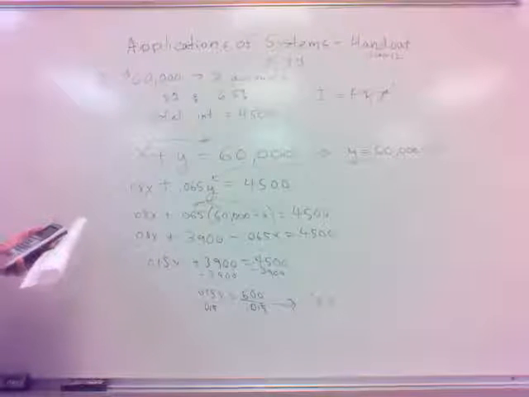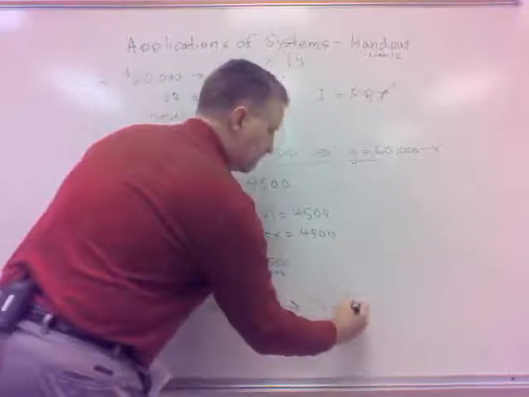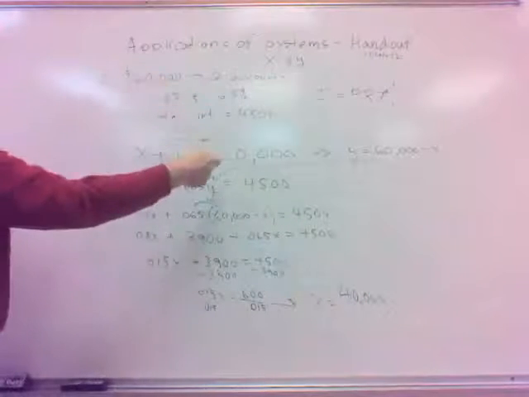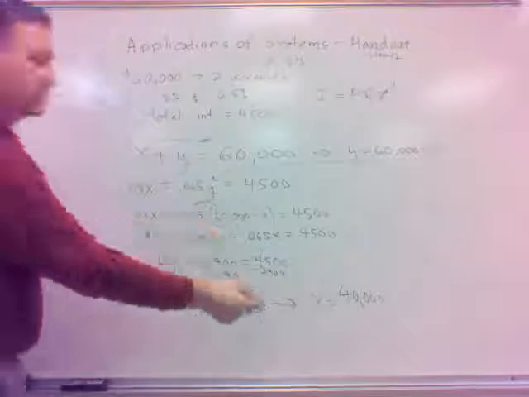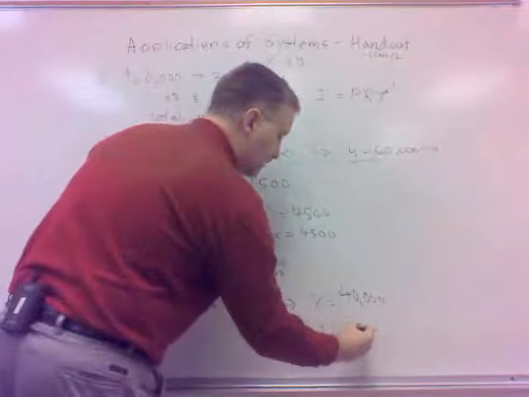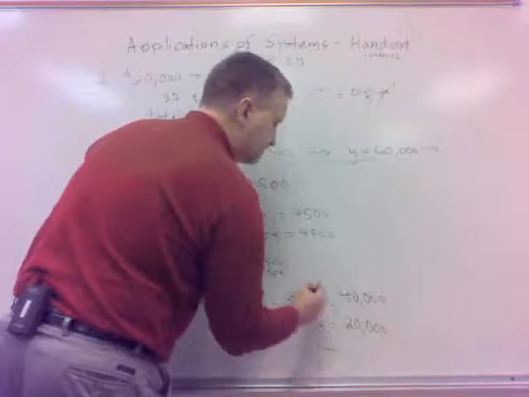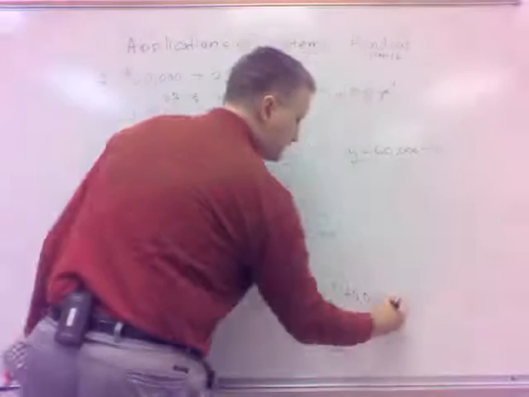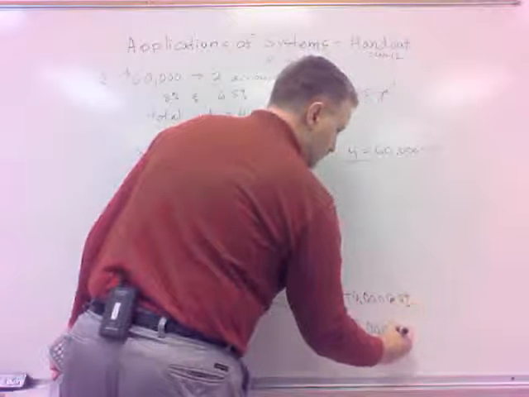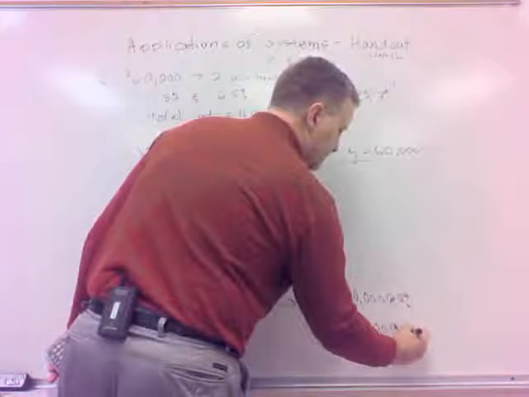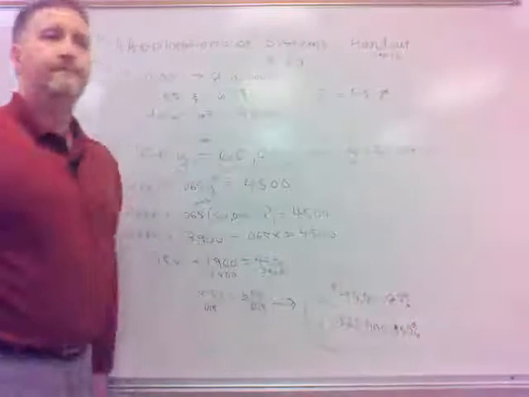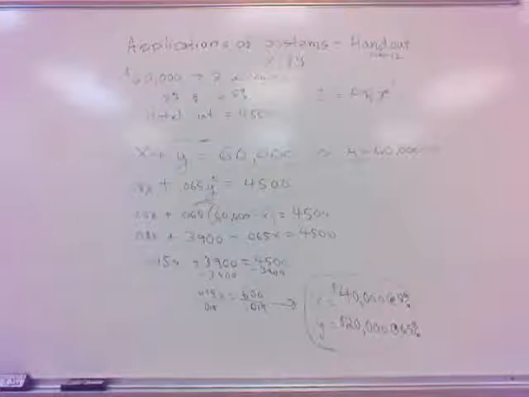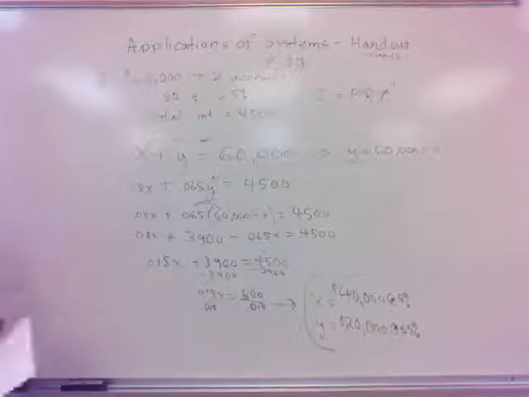Divide. 40,000. Well, that's the X amount, so for the Y amount, we know the two add up to 60, so that would put Y at 20, wouldn't it? 40,000 and 20,000. 40,000 is the 8%. The 20,000 is the 6.5%. Does that look okay? All right on that? Any question or concern?